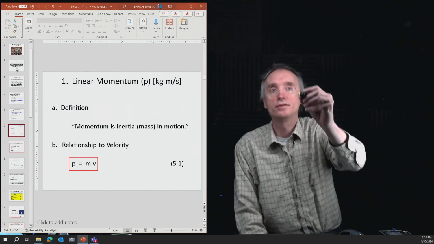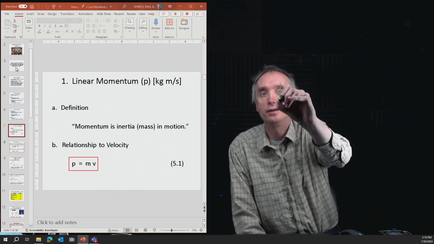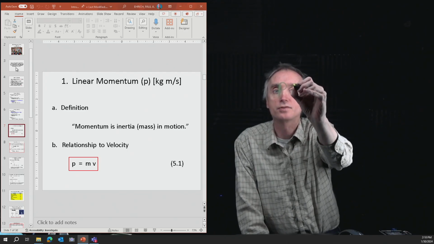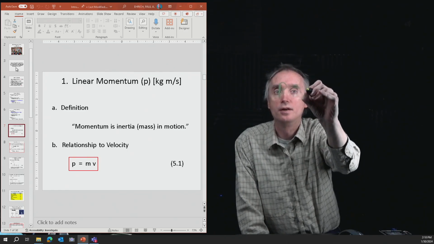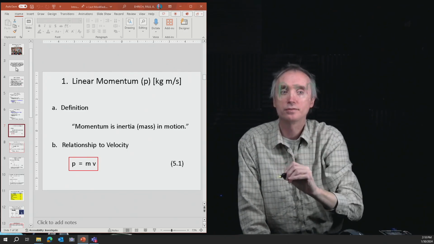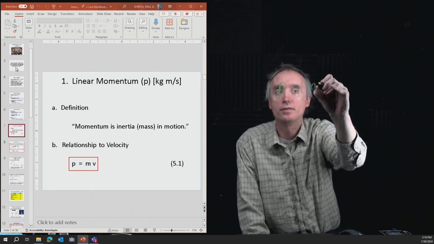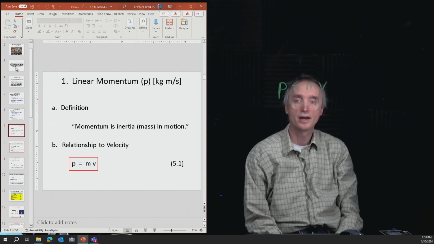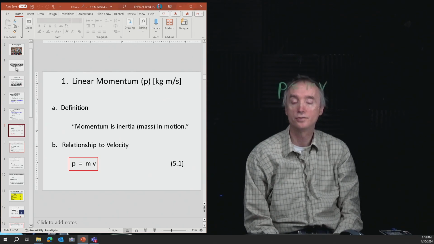So linear momentum is going to be given by lowercase letter p, and then it's going to be equal to the mass of an object multiplied by the speed of the object. So that is what we're going to define to be linear momentum.